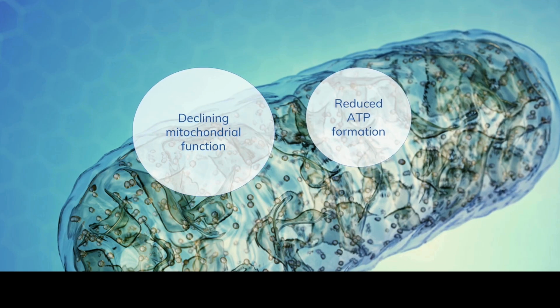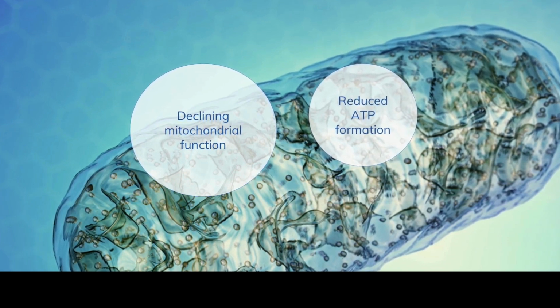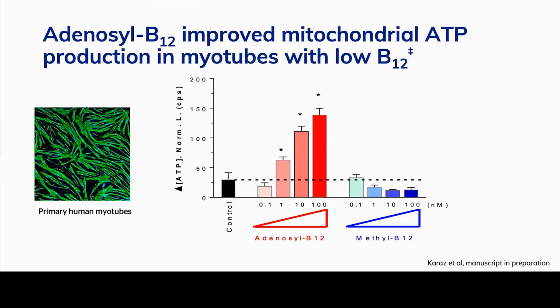Declining mitochondrial function and reduced ATP production are hallmarks of aging that are further magnified by vitamin B12 deficits. And this recent data shows that adenosyl B12 improved mitochondrial ATP formation in B12 deficient myotubes. And myotubes are just muscle fibers at an early stage of development. And in red, you can see a clear increase in ATP levels, while in blue, methylcobalamin had no effect on ATP production. And this was after 3 days of cells being incubated with each isomer. So adenosyl B12 clearly had an advantage in bioenergetics in muscle cells.